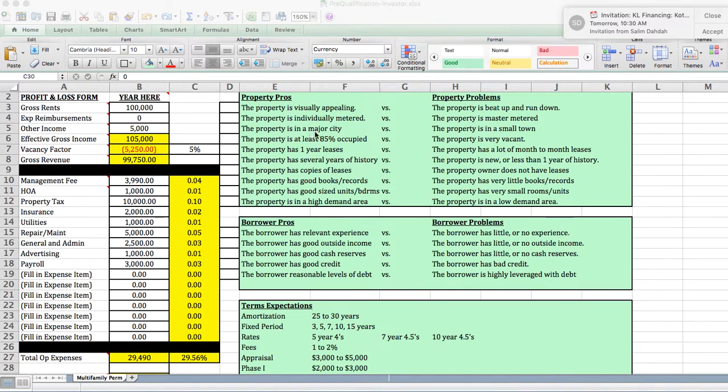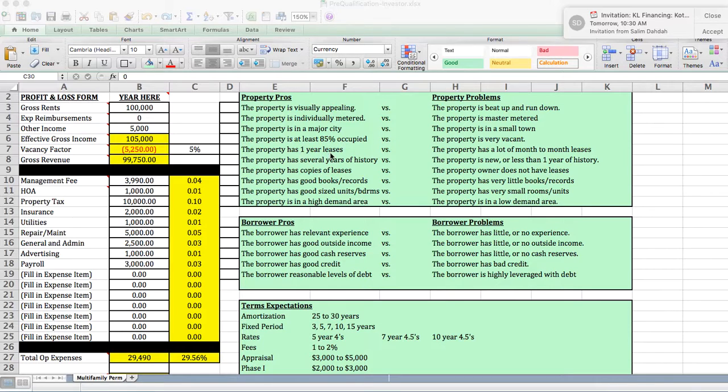The other one is the property in a major city versus a small town. Again, lenders like to be where there's more people, where there's higher demand, versus a small town, which typically makes it a little bit trickier to get approved. Is the property at least 85% occupied, or very vacant? Generally speaking, for apartment complexes, 85% is a good number. 90, 95. If it starts to go lower, 70, 75, that gets real tricky.